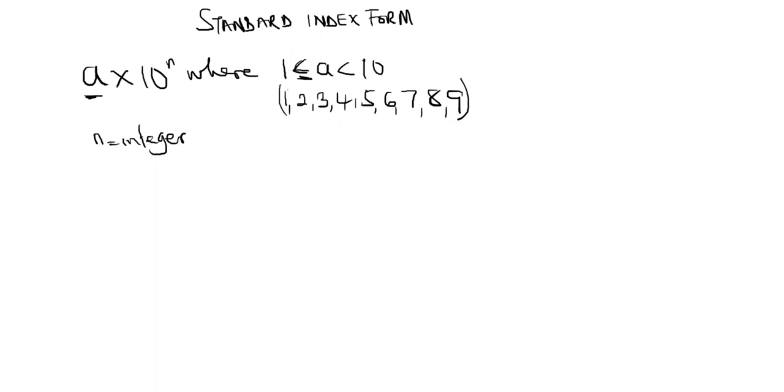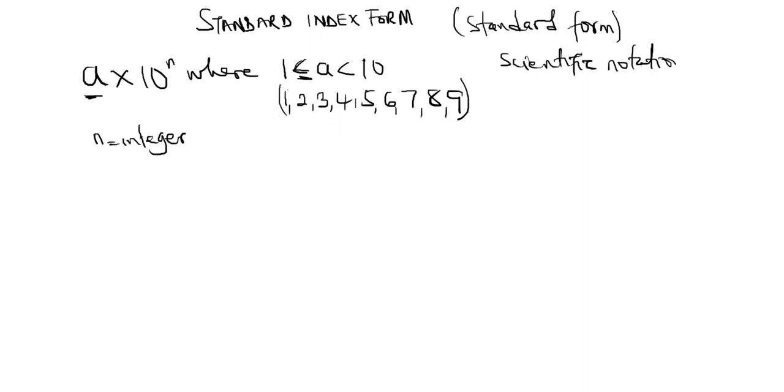Now, a number written in standard form is also known as standard form. Instead of saying standard index form, we can as well refer to it as the normal, standard way of writing. When you have to express a number in standard form, we can also refer to it as scientific notation. When you say you have a scientific notation, that means your number is expressed in standard form.